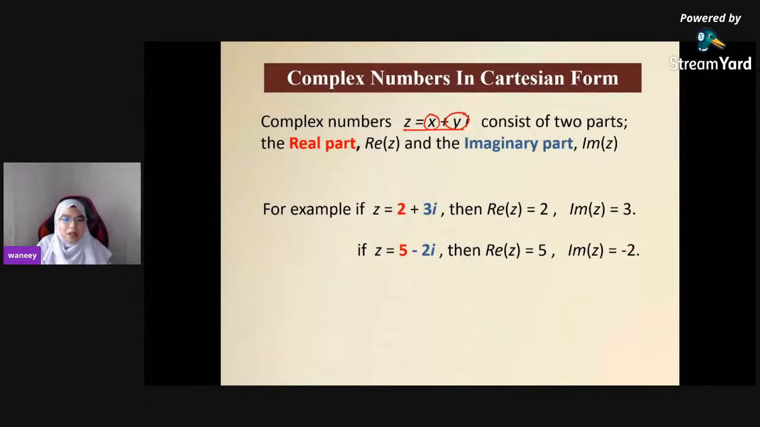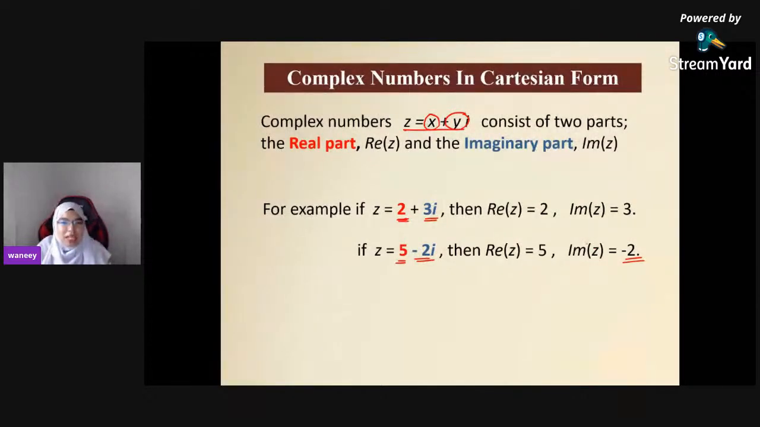For example, if z is equal to 2 plus 3i, then the real part is 2 because we couldn't see any i over here, and the imaginary part must be 3. If z is equal to 5 minus 2i, then the real part is 5. The imaginary part will be -2. So do remember to take the sign as well. Don't forget, don't leave out the negative sign, because the imaginary part takes it along.